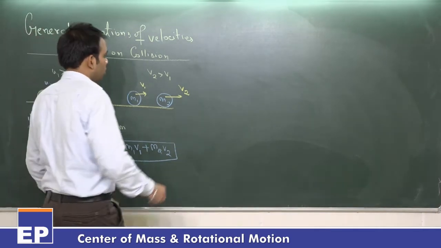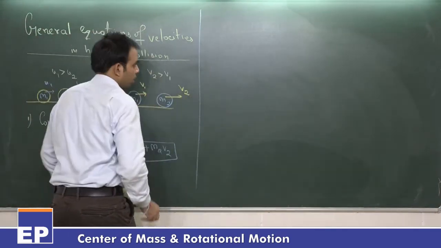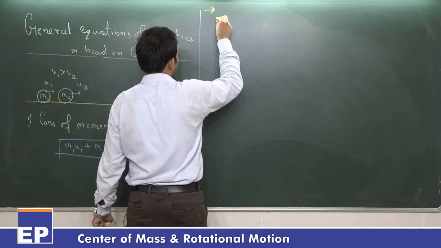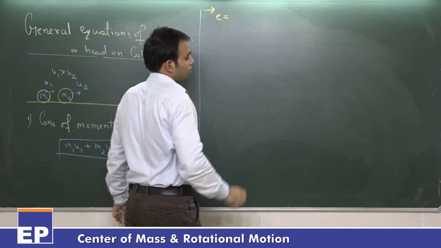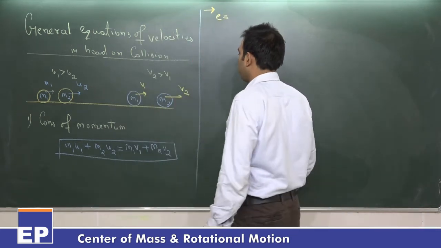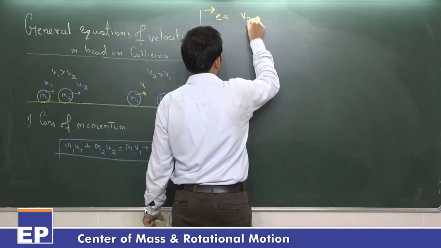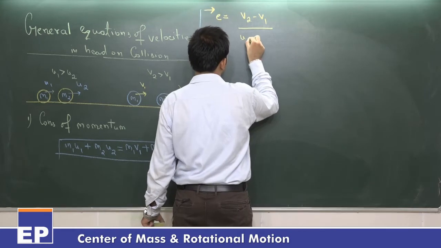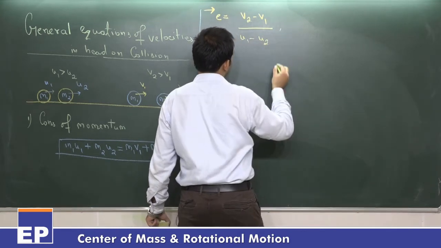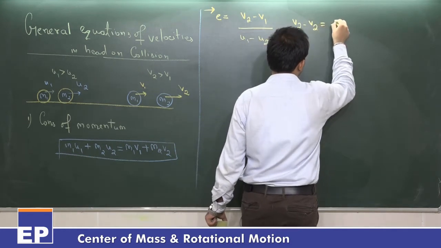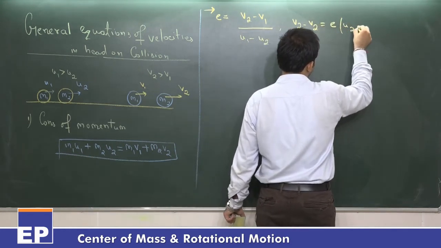This is the thing. And second, we can write one more equation for coefficient of restitution, which is velocity of separation by velocity of approach. So we can write for velocity of separation, what is the separation velocity? It is V2 minus V1. And what is the velocity of approach? It is U1 minus U2. From there you will get V2 minus V1 is E times U2 minus U1.